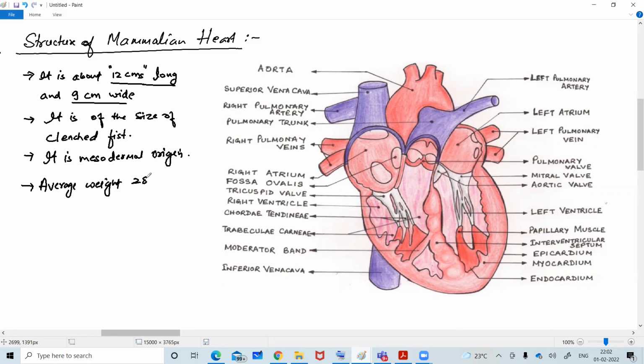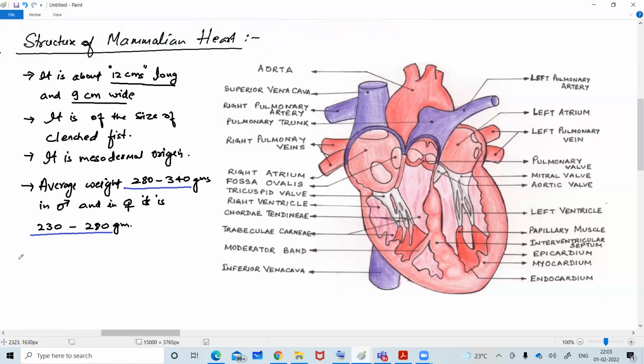The average weight is 280 to 340 grams in males. Again, there is a twist: in females it is quite less. In females it is 230 to 280 grams. So females have less weight, and males have slightly higher weight.